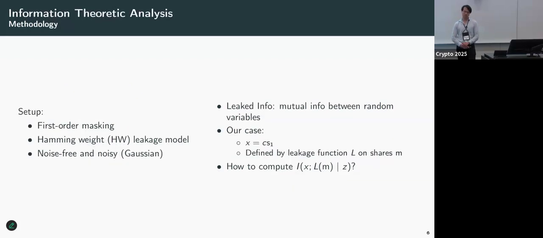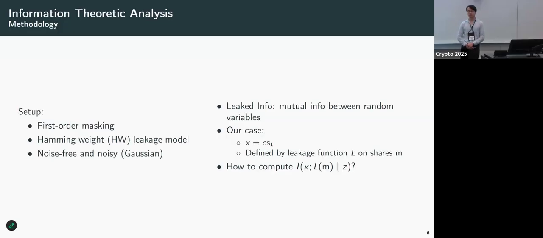So first, let's put any details of the attacker aside. Let's just take a look at what might be the maximum information that the attacker can learn by conducting an information theoretic analysis. And we do this with the following setup. We focus on first order masking, so only 2 shares for individual coefficients of y. Then we chose the Hamming weight leakage model. This has been shown to be close to reality. And we chose 2 settings. The first one is noise-free. This allows us to analyze the maximum amount of information that the attacker could possibly learn. And then we have the more realistic scenario where we have Gaussian noise.